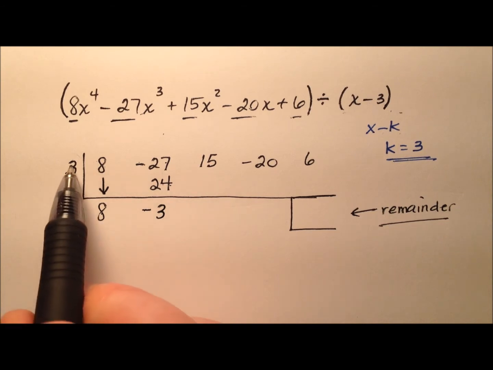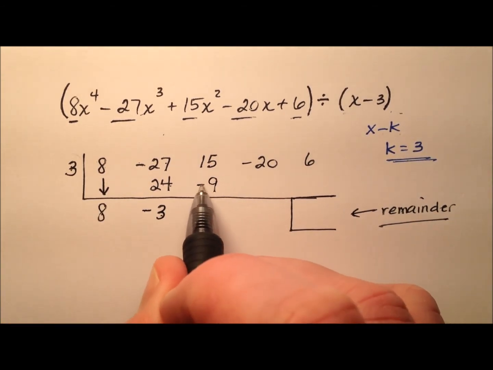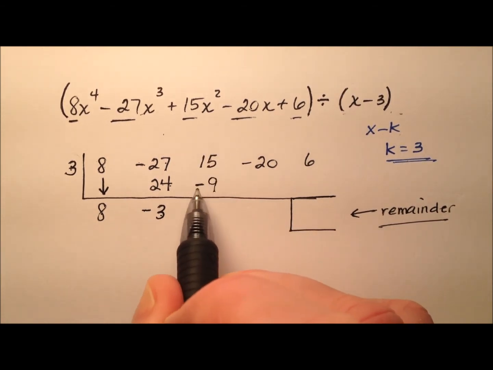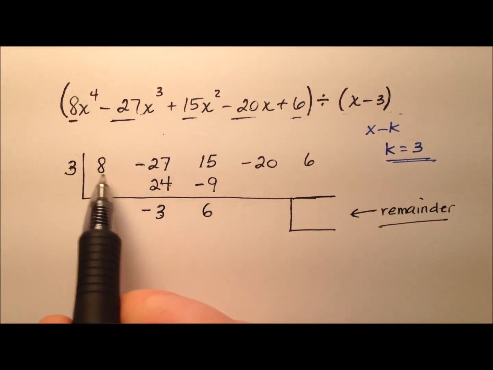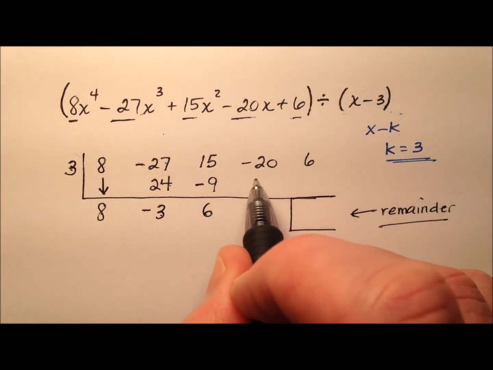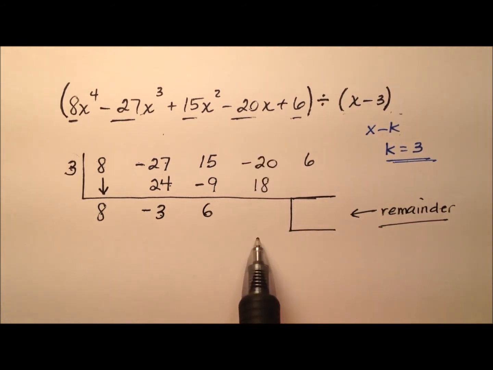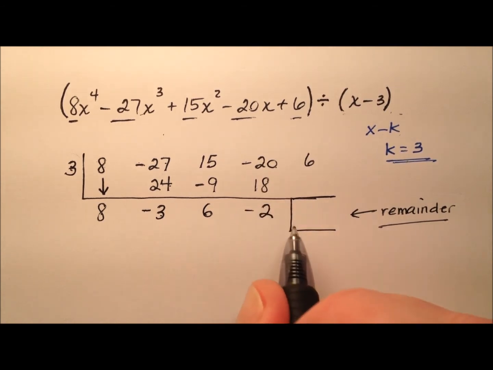Okay, same thing again. I'm going to multiply here. So 3 times negative 3 is negative 9. I'm going to put that in the open space here. And then I'm going to add down this column. So 15 minus 9 is 6. Okay, so a multiplication again, 3 times 6 is 18. Put that 18 in that open space there. And then add this column. Negative 20 plus 18 is negative 2.